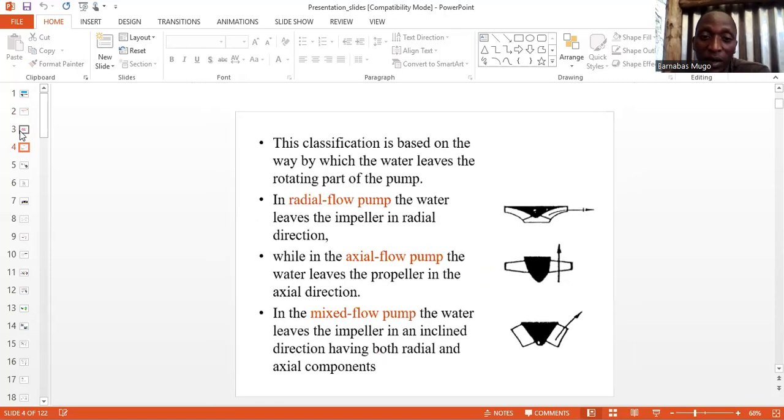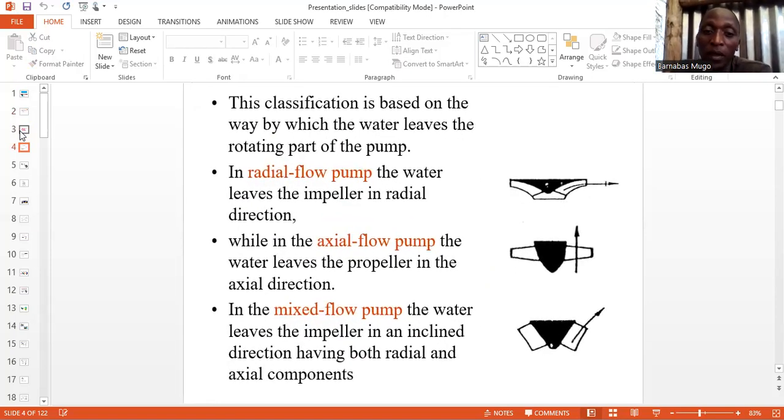When we are discussing flow in a pump, this classification is based on the type of flow system by which water is entering and leaving. For example, in the radial flow system, the water leaves the impeller in a radial direction, meaning that the water entering and leaving form an angle of 90 degrees.